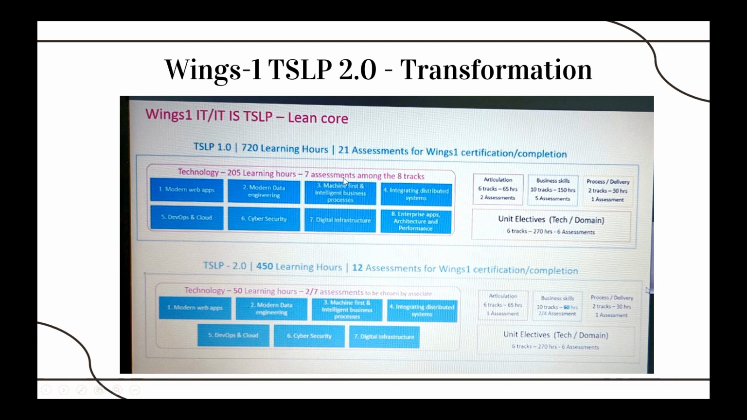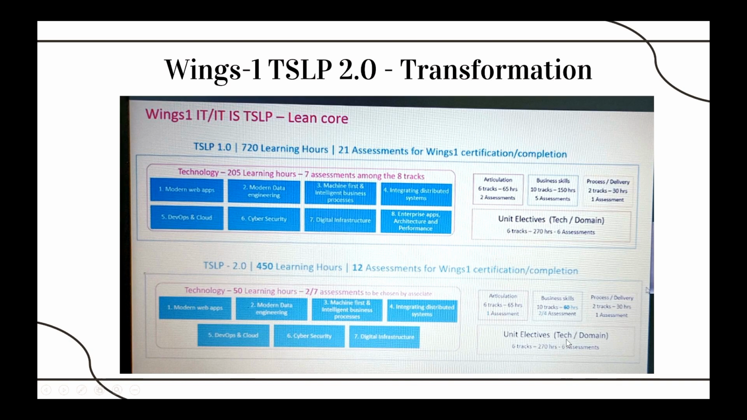Earlier they had 7 assessments among 8 tracks. Now they have only two assessments out of 7 assessments to be chosen by the associates. So only 50 learning hours, 15 hours of learning they require. Earlier 205 hours of learning were required. So they have made it quite easy now.